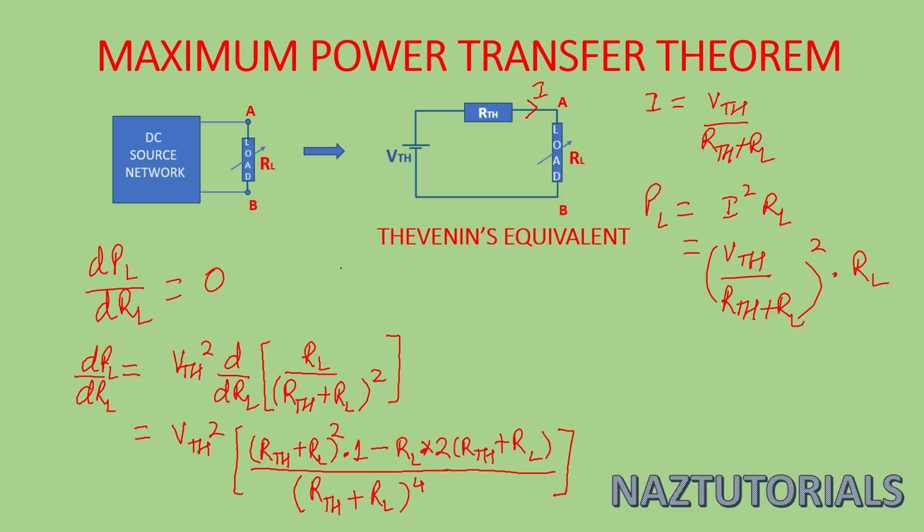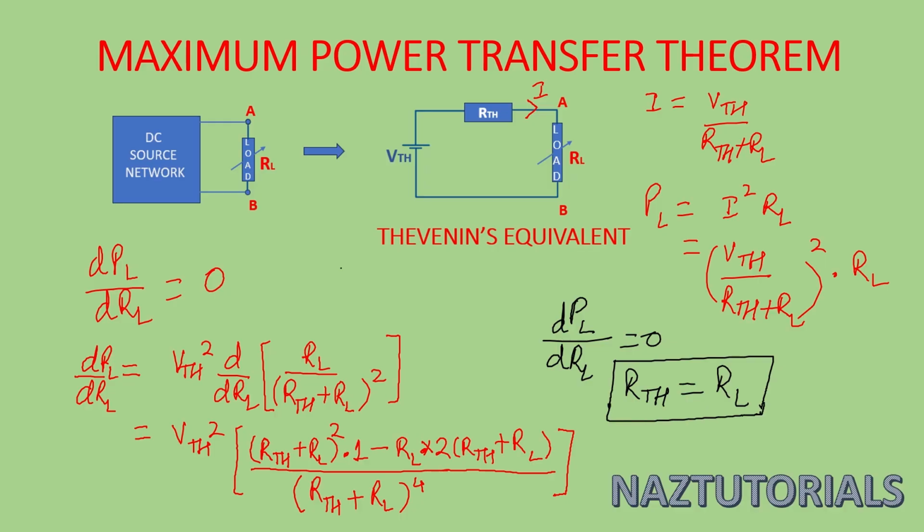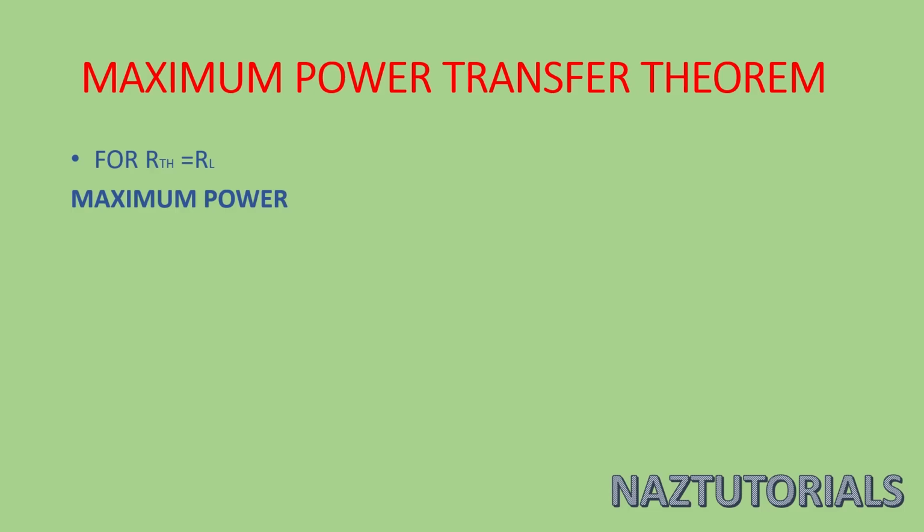So here we put this value equal to 0. That means dPL divided by dRL is equal to 0. From this condition we get the value, that is RTh is equal to RL. This is our condition: when the load resistance is equal to Thevenin's equivalent resistance, then the maximum power will be transferred.